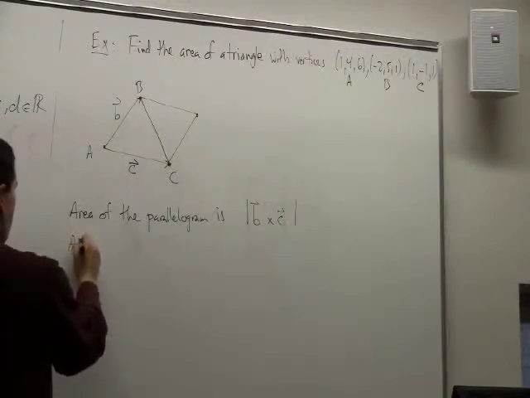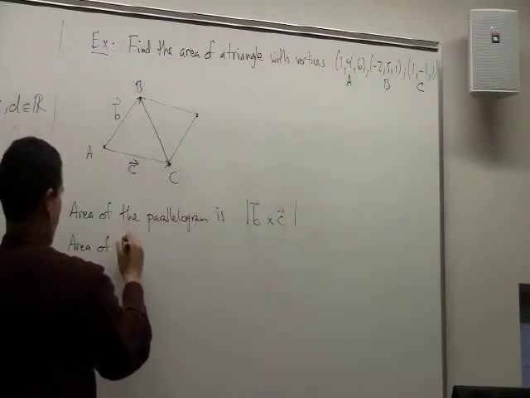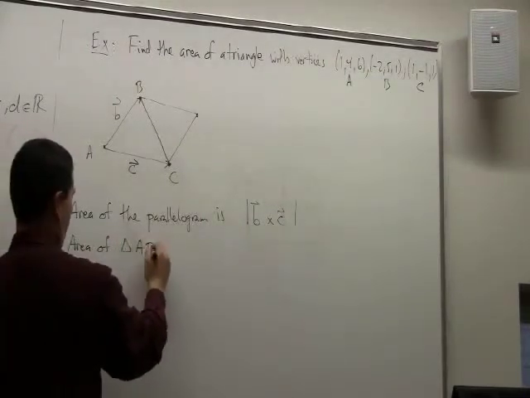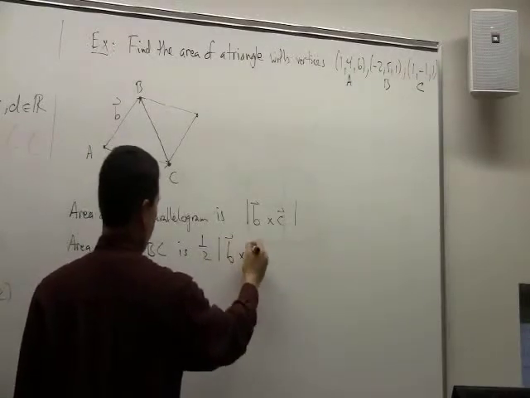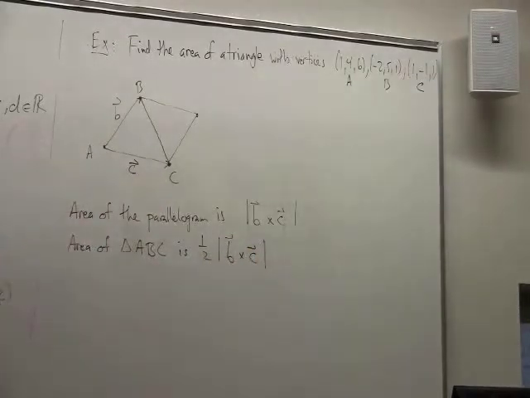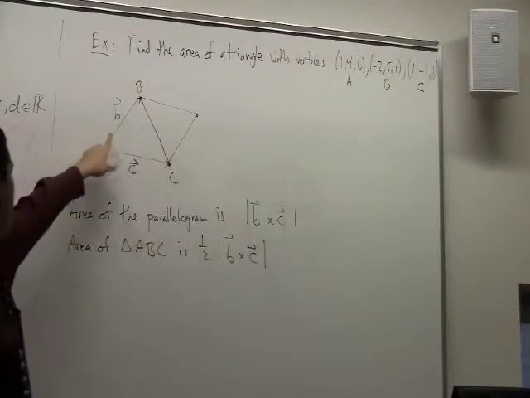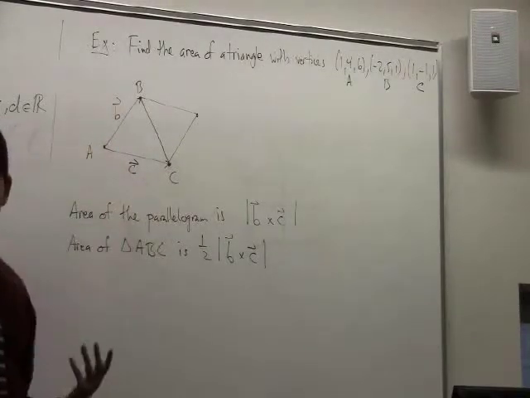So the area of the triangle ABC is half of that. I can see you guys were diligently studying your notes over the last week. Okay, so all we need to know is what are these vectors B and C, and then we can compute the cross product.